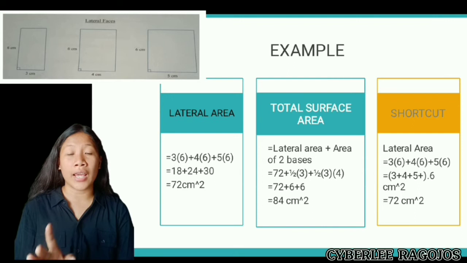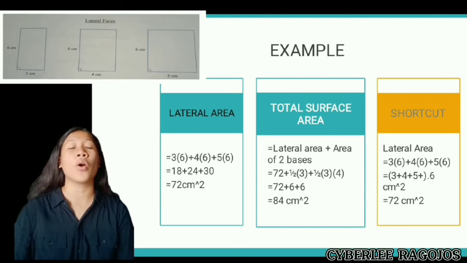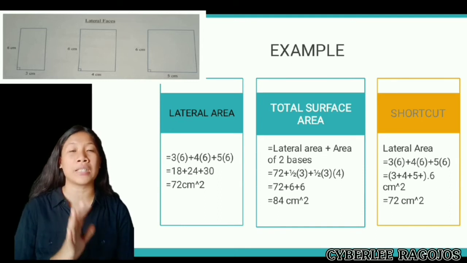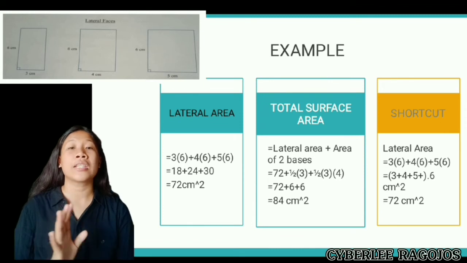So sa una kanina, 3 and 6, 4 and 6, 5 and 6. So, 3 times 6 is 18, 4 times 6 is 24, 5 times 6 is 30. So, pag-addin lang natin yon, 18 plus 24 plus 30 is equals to 72 cm squared.